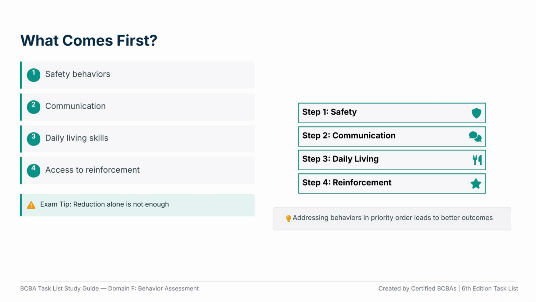Safety-related behaviors are always highest priority. Communication skills often replace problem behavior. Daily living skills support long-term independence. Access to reinforcement supports engagement and learning. Reducing behavior without teaching replacement skills is not sufficient.